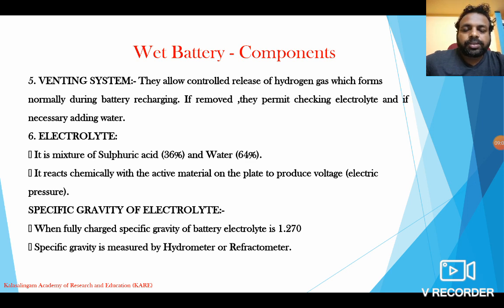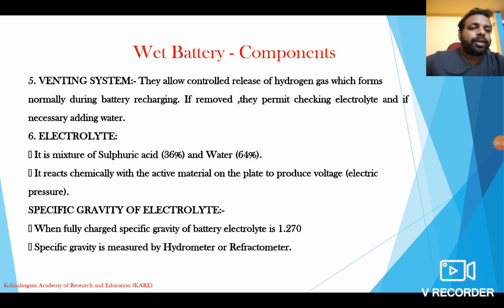The next important thing is the electrolyte. The electrolyte is used to accelerate the chemical reaction, and it allows the transfer of ions between the plates. Usually we use sulfuric acid as well as hydrochloric acid as the electrolyte for some of the batteries. Batteries should have a high specific gravity. The quality of the battery as well as the quality of the electrolyte is calculated with the help of specific gravity. When the battery is fully charged, the specific gravity of the electrolyte should be 1.270.